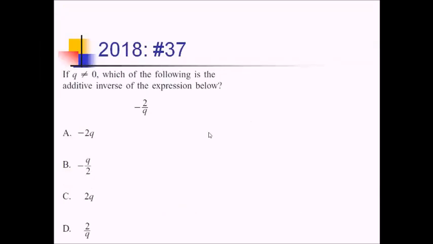For number 37, if q is not equal to 0, which of the following is the additive inverse of the expression below? So additive inverse basically means opposite. It means whatever you add to this thing to cancel it out and get 0. So which of these things, if added to negative 2 over q, would give us 0? Well, how about positive 2 over q, right? So just choice D.